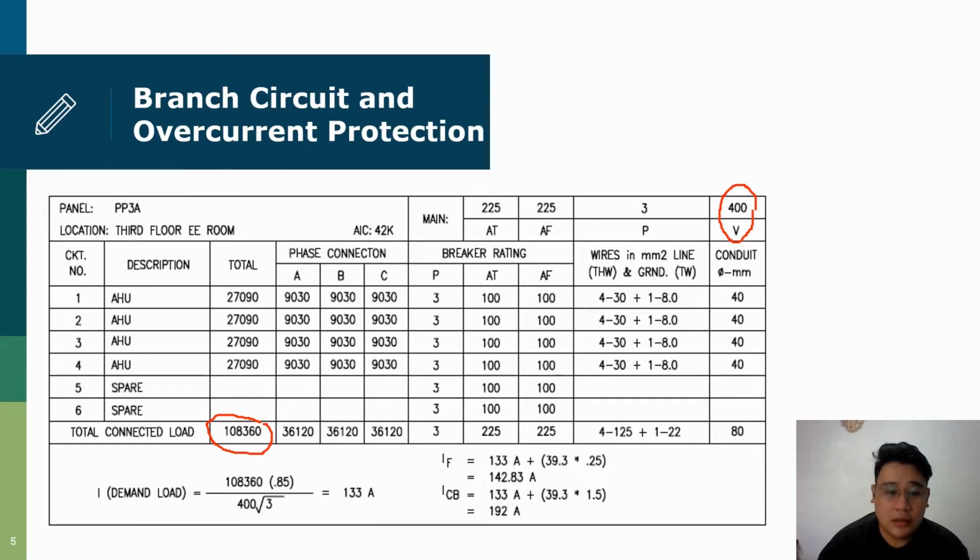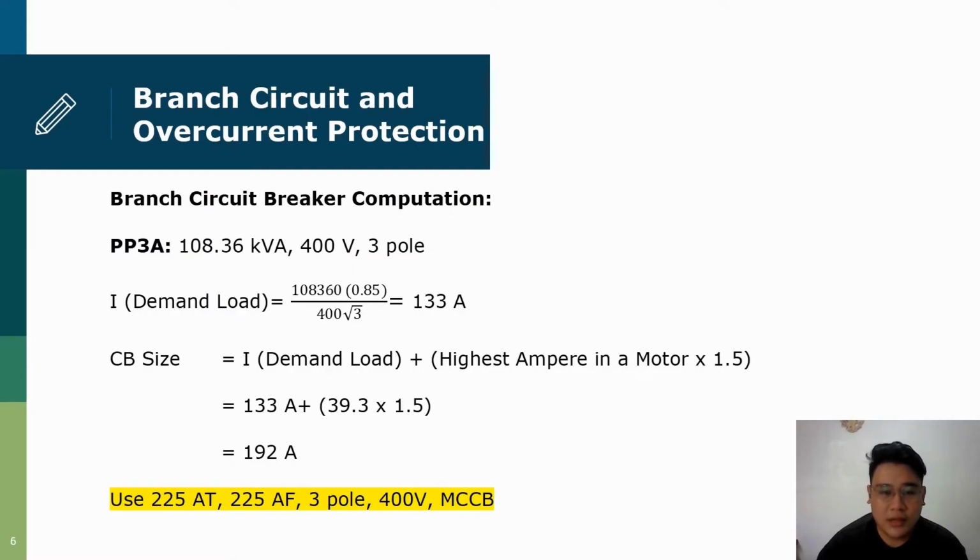At tsaka, since kailangan rin po natin itong 270/90. Tandaan po natin itong 270/90 kasi ito ang highest motor, which is pare-parehas lang naman. Kaya mamili na lang po tayo. So, paano ang naging calculation sa branch circuit breaker computation ng PP3A panel?